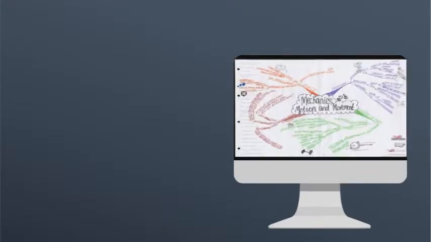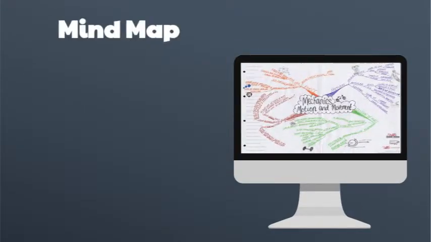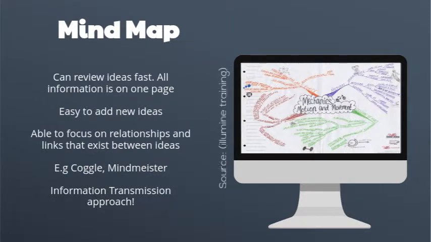For mind maps, they can be created easily with mobile devices. Students can visually see the relationships and links between their ideas, and they are able to quickly review them whenever they need information. Examples of mind map apps are Coggle and MyMeister.